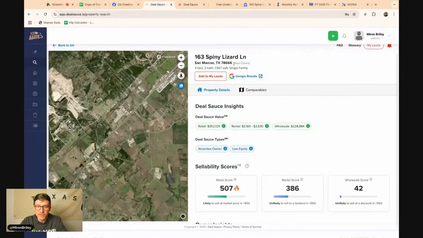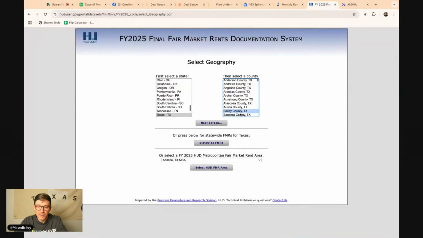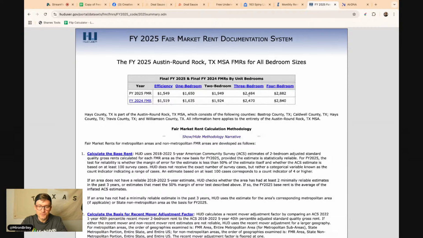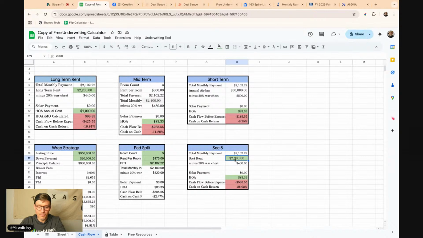What's the county on this? Hays County. Okay, cool. So we're going to look for Hays County. And it's a 3-2. So fair market rent on a 3-bedroom in Hays County for 2025 is $2,484. So that's going to make me about $200 a month, $300 a month.